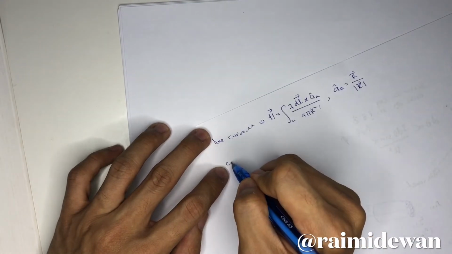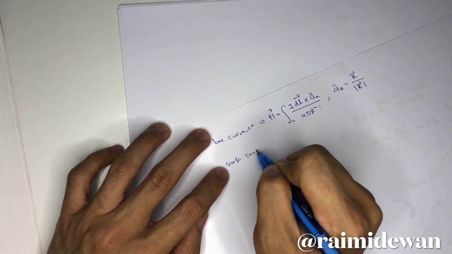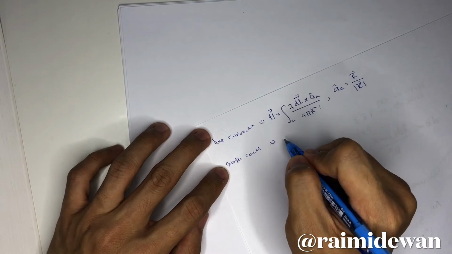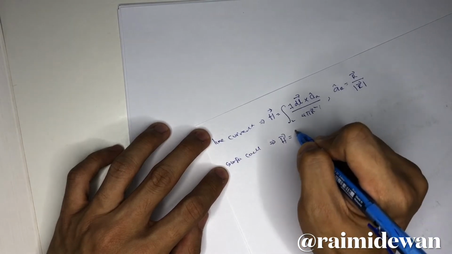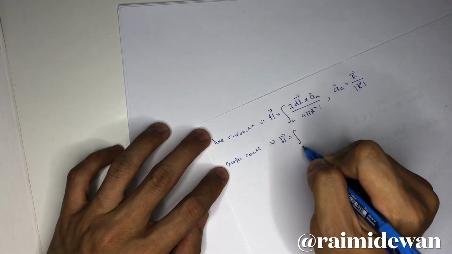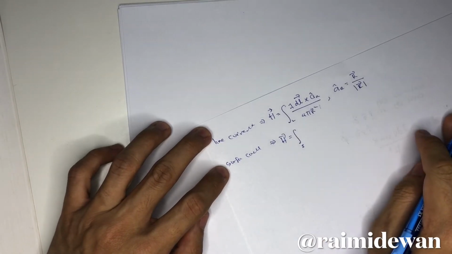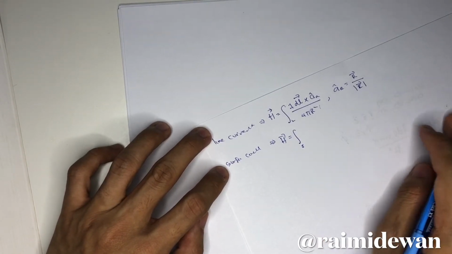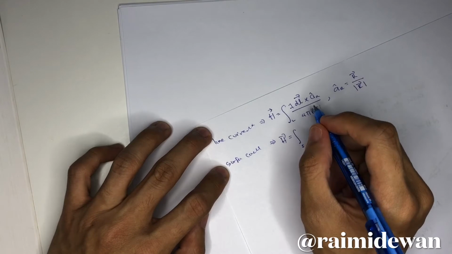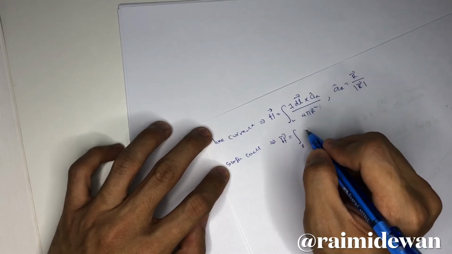Then the next is surface current. For surface current, you have H, but now it's a double integral because it's your S. Then we have the introduction of K. We have the introduction of K.